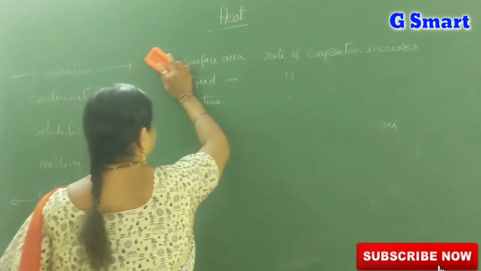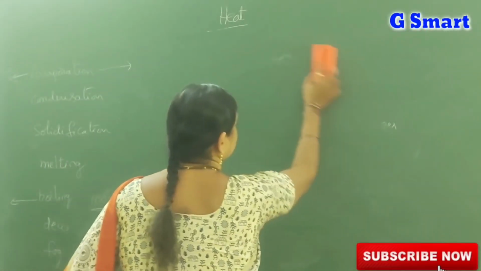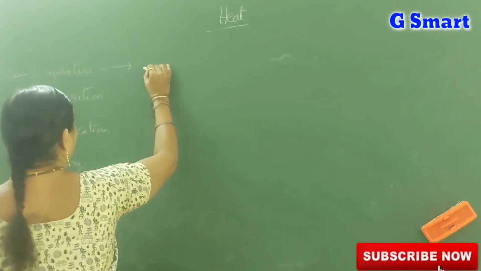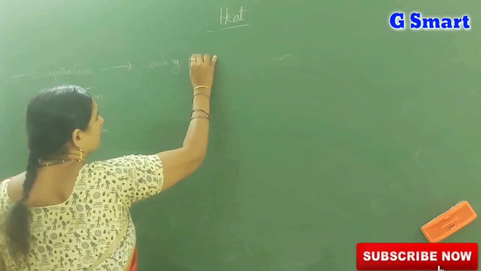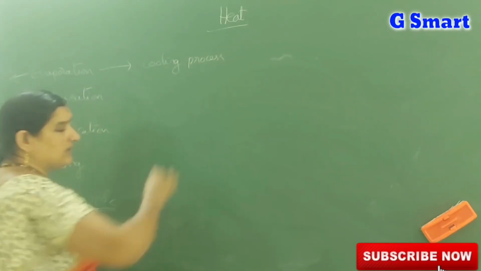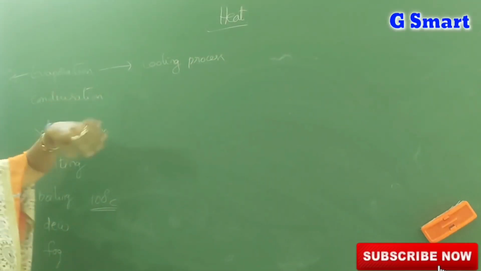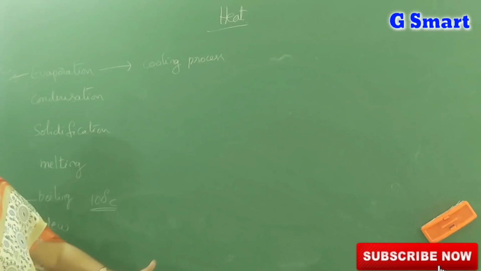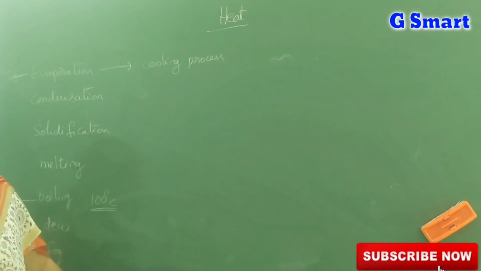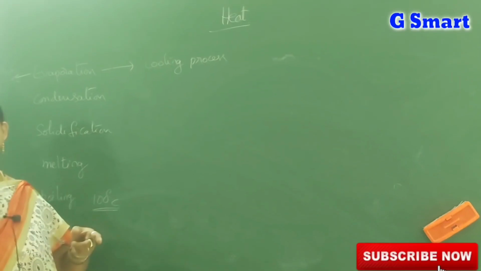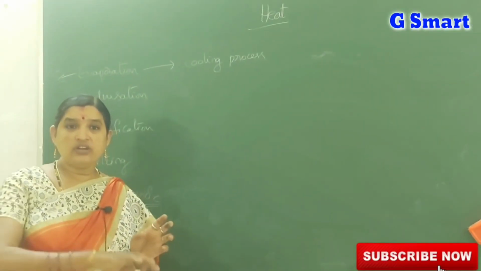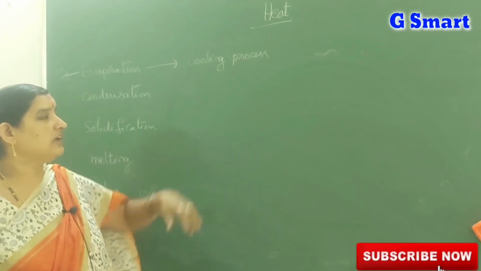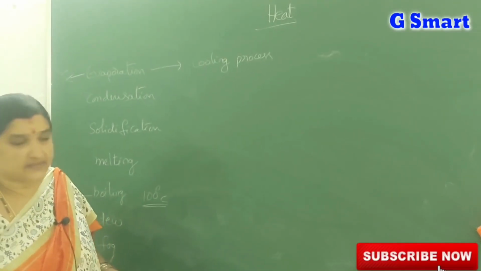This is about evaporation. Next, evaporation is called a cooling process. Why? Because for water to become vapor, it attains heat energy from the surroundings. So it gains the energy, and the surroundings become cool. When evaporation takes place, the surroundings become cool. That's why evaporation is called a cooling process.